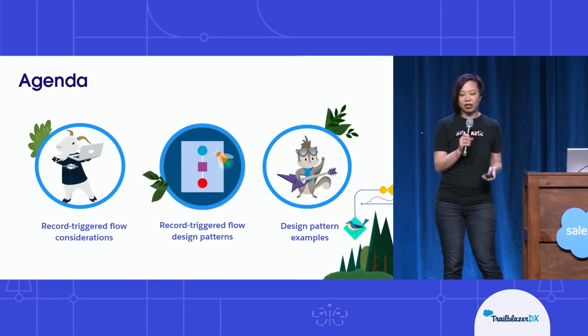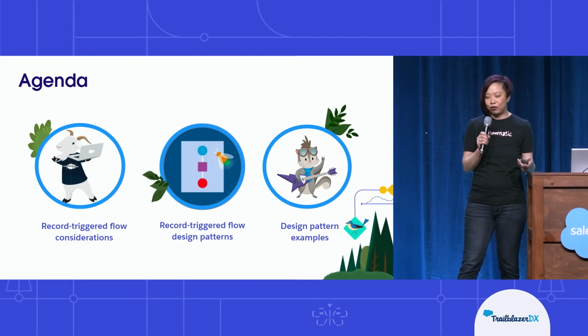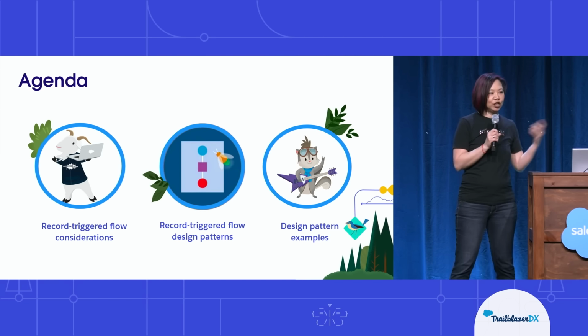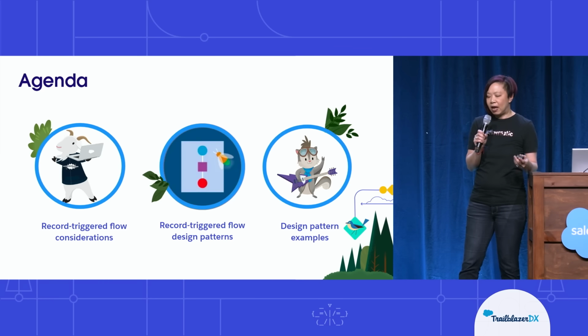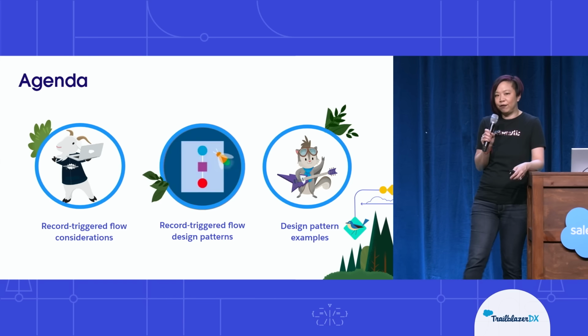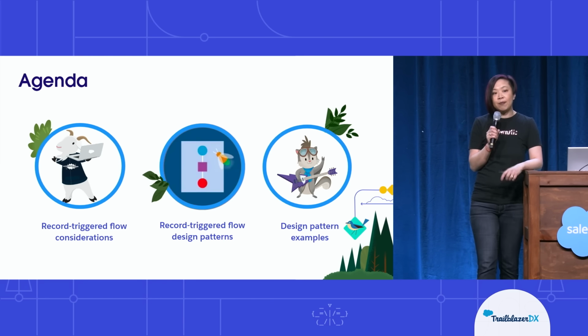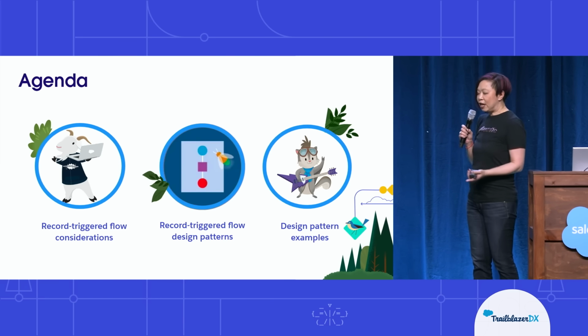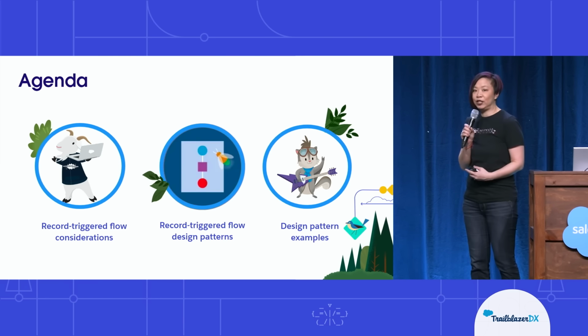All right, so here is our agenda. We're going to talk about record-triggered flow considerations. Diana Jaffe will focus on that. I'm going to briefly cover the record-triggered flow design patterns, 4 of them that we'll cover. And then you have our amazing trailblazers who will go through and talk about their use case and the design pattern they chose to apply to that use case. So with that, I'm going to hand it over to Diana.